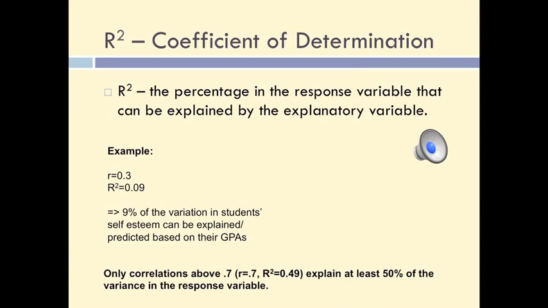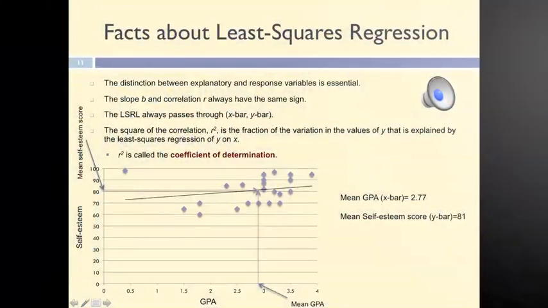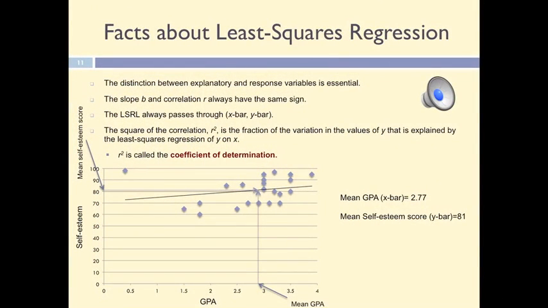We can now have a better understanding of why only correlations that are above 0.7 are considered strong correlations, because if we square the value 0.7, we obtain 0.49. So we can explain approximately half of the variance in the response variable. So only correlations that are 0.7 or stronger can explain at least half of the variance. The rest of the variance remains unexplained and is attributed to other factors that were not included in the regression equation. It is important to remember a few facts about the least squares regression.